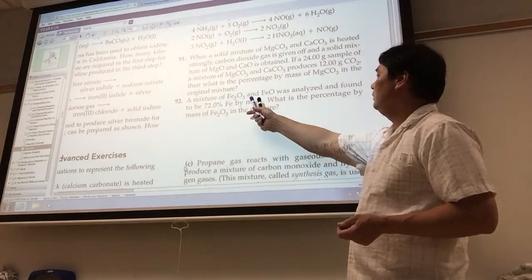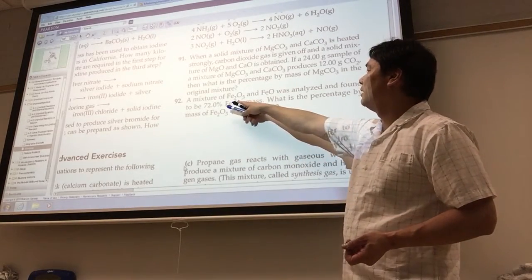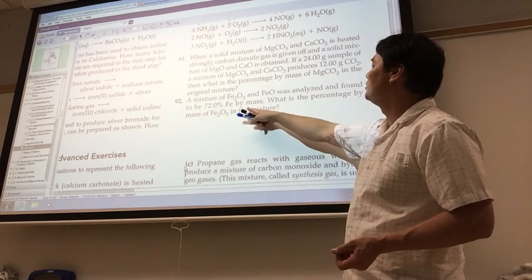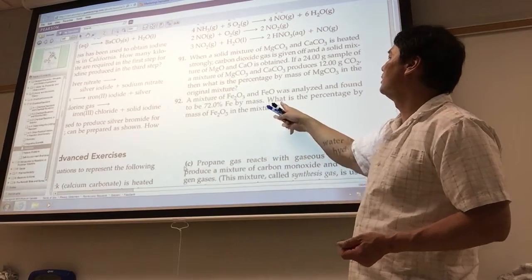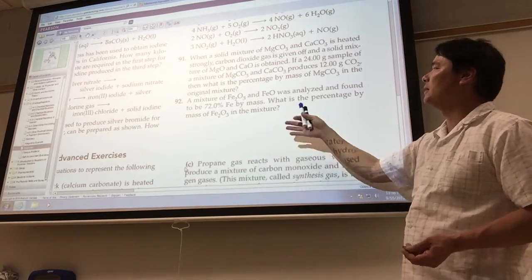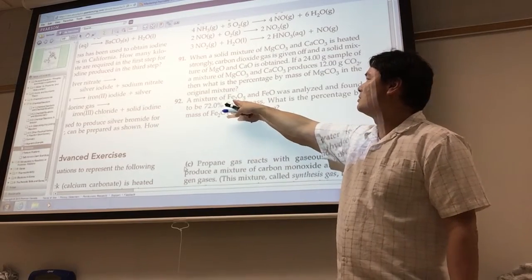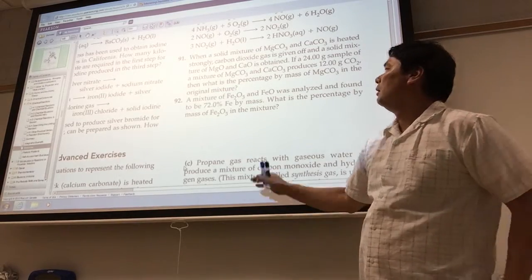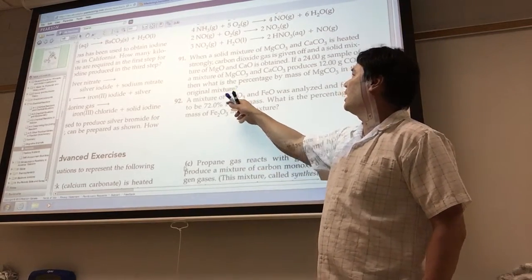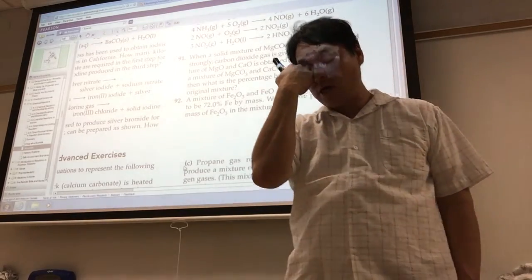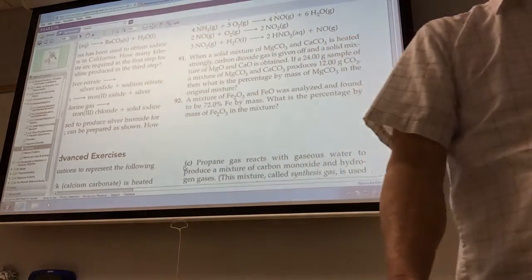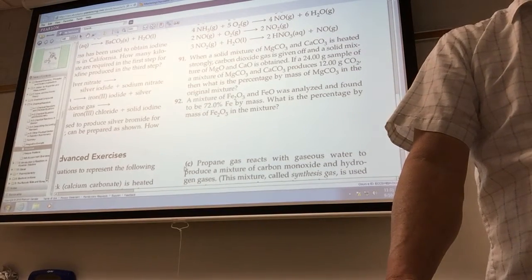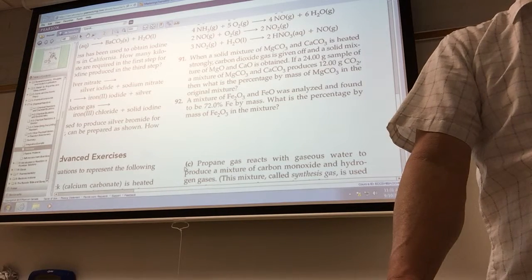Well, the same thing with 92. 92 is going to be a 2 equation, 2 unknown. We got a mixture of iron 3 oxide and iron 2 oxide, found to be 72% iron by mass. All right, this is another redox reaction. It could be, or it could just be looking at the differences. Which one has more iron per gram? Iron 3 oxide or iron 2 oxide? Which one has more iron per gram of substance? Iron 2 or iron 3? Which one has more iron?